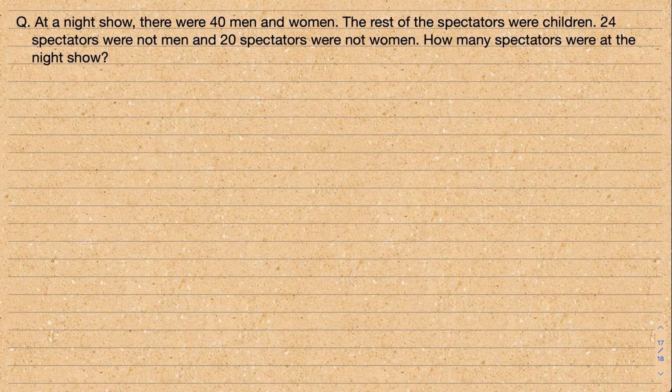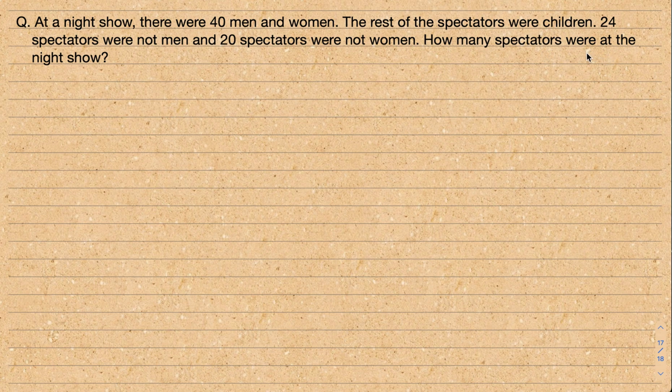So let's do another interesting word problem on whole numbers. Let's read the question first. At a night show, there were 40 men and women. The rest of the spectators were children. 24 spectators were not men and 20 spectators were not women. How many spectators were at the night show?